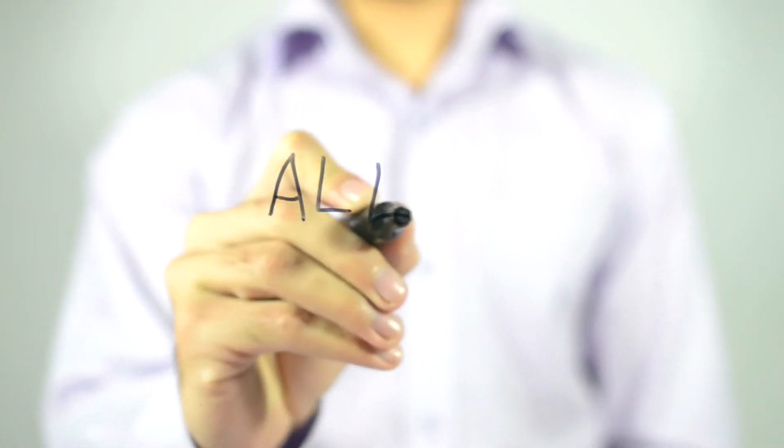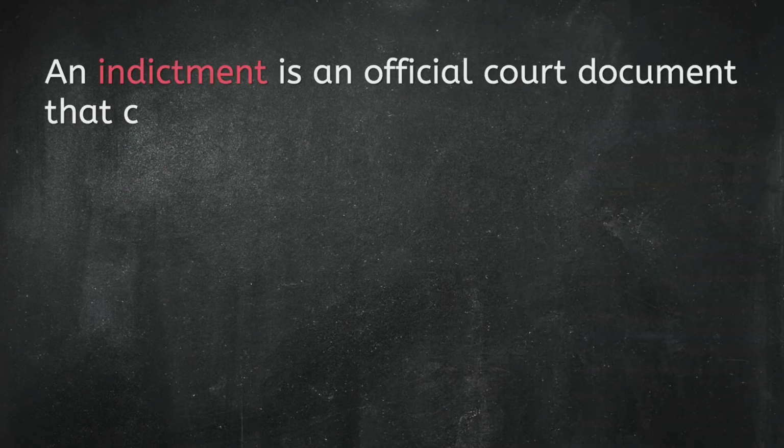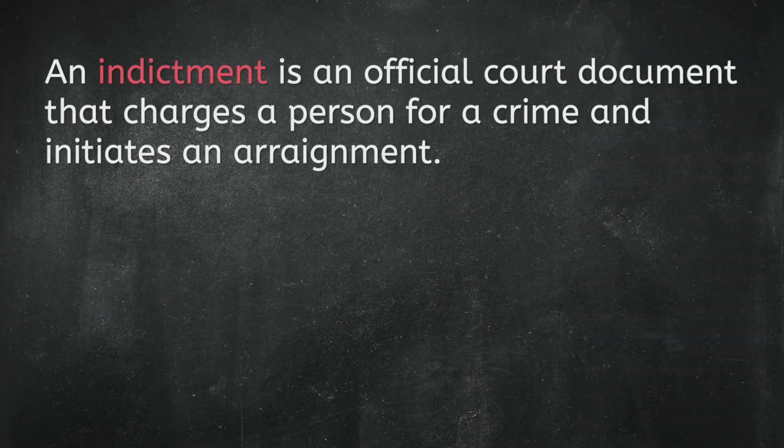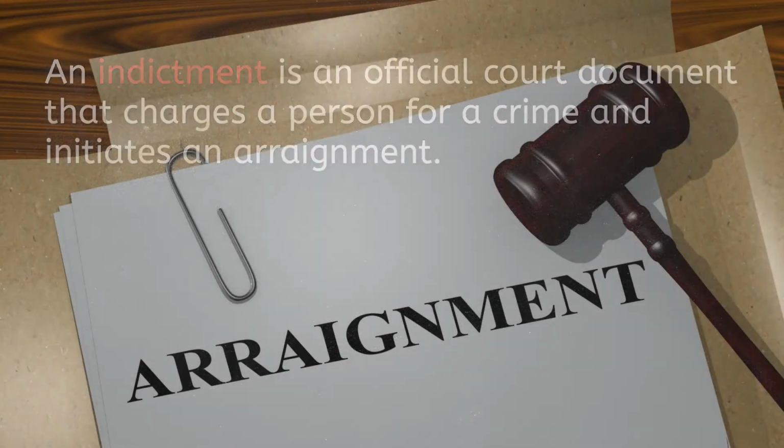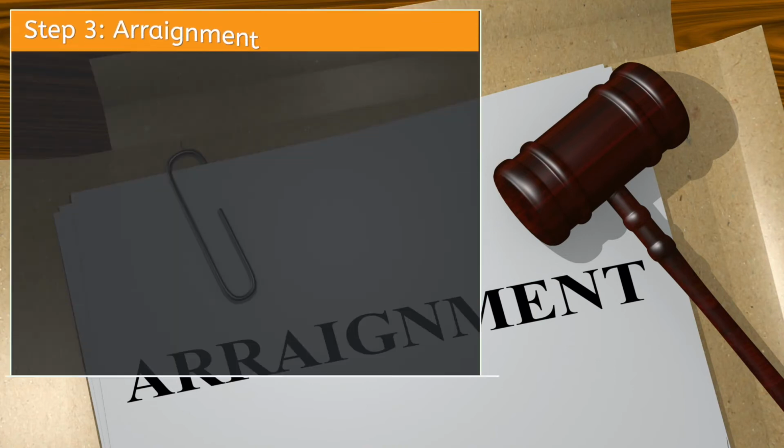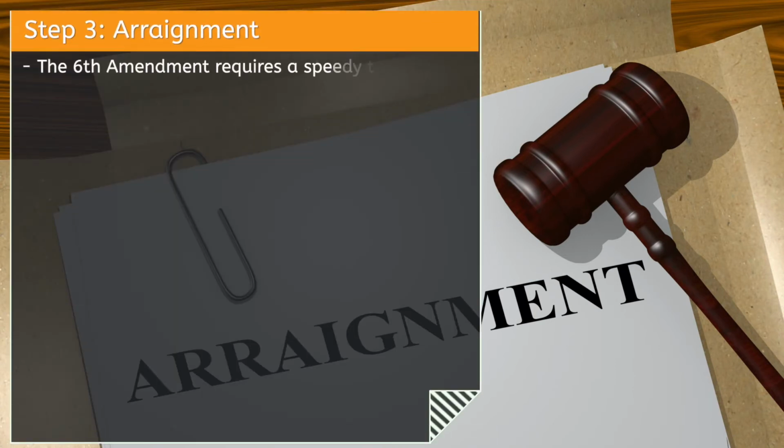Word alert! An indictment is an official court document that charges a person for a crime and initiates an arraignment. Arraignment is the next step in the process. Now, you must show up for your arraignment. The Sixth Amendment requires a speedy trial.